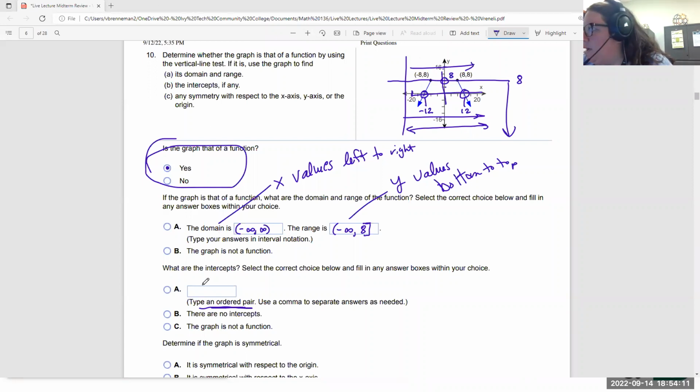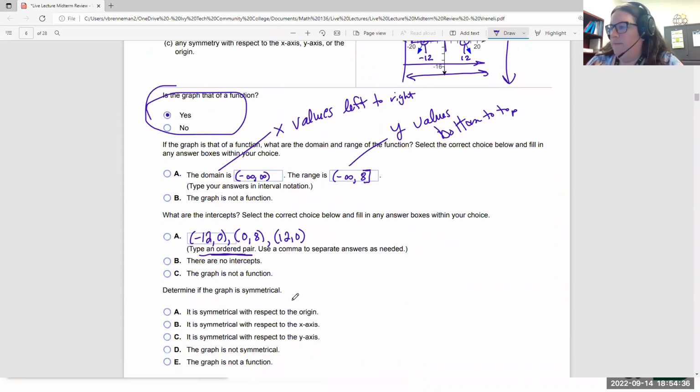But so this is going to be X value first, then the Y value. So the negative 12, 0. And the Y-intercept of 8 is the point (0, 8). And the X-intercept of 12 is the point (12, 0). Those 3 points could be listed in any order as long as you have the right order within the points and you have the parentheses and the commas and everything.